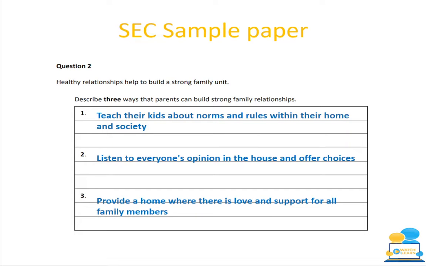Number 3, provide a home where there is love and support for all family members. If someone feels loved and supported, there's going to be less tension in the family. Now, these are only sample answers. You can write ones which are relevant to you. But because it has the action verb describe, they're looking for full sentences.